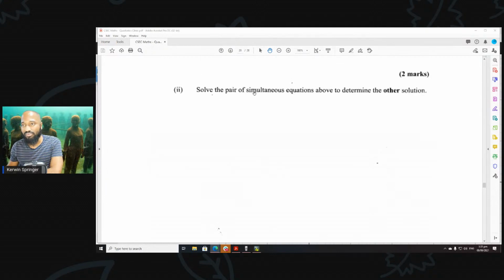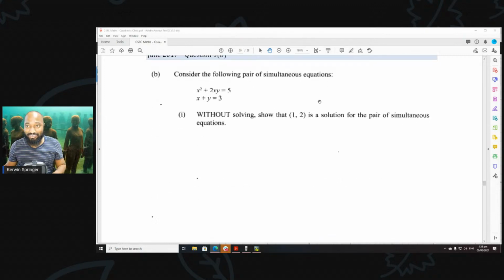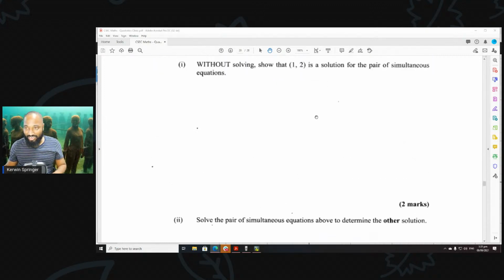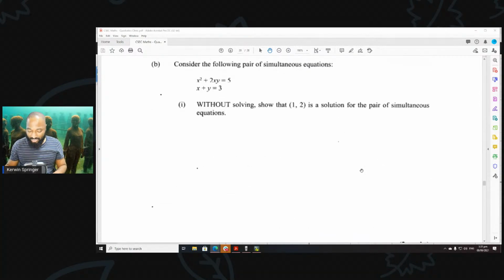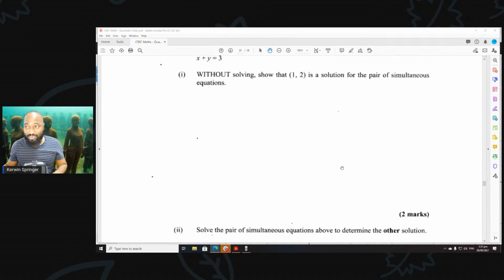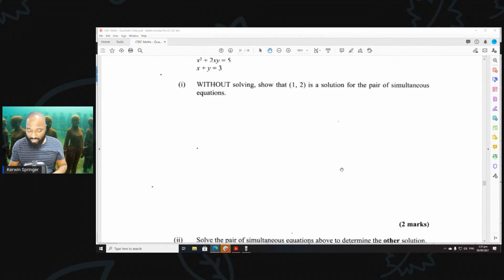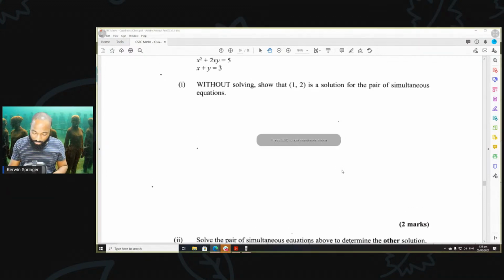Anyhow, solve the pair of simultaneous equations. I thought we would not have to solve any simultaneous equations. All right, so let me solve the simultaneous equations to determine the ordered solution. Fine. It was like they were looking for questions this year. What kind of games is this?